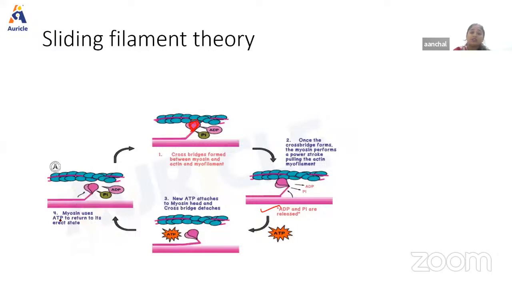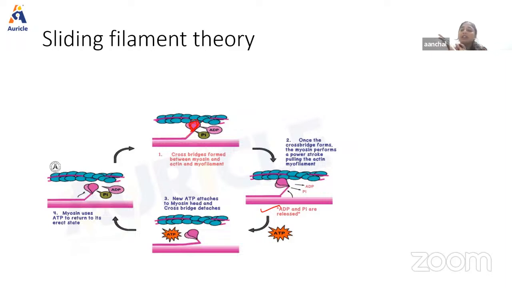Now the myosin uses ATP to return to its original position again. With the help of this ATP there will be hydrolysis, and it is converted into ADP and inorganic phosphate, and again it will get relaxed. So the attachment of the myosin head leads to the sliding filament theory.